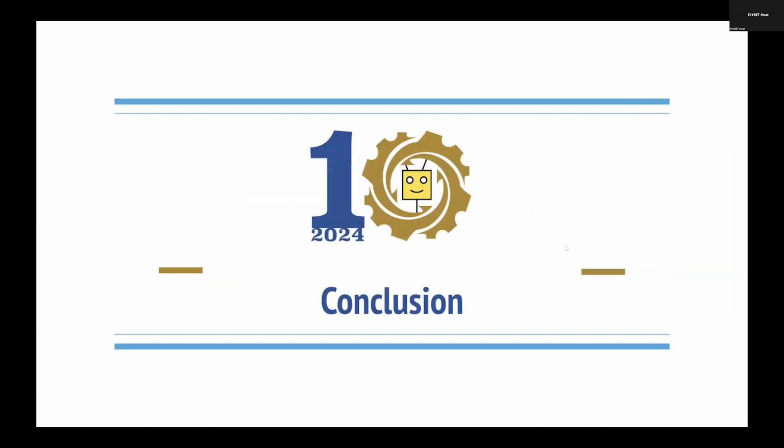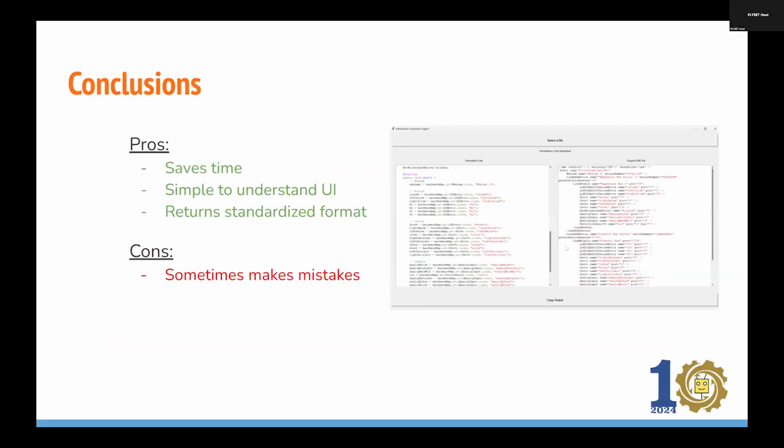So here are my conclusions over this project so far. Some pros: it saves tons of time when you have a larger robot. It has a simple to understand UI and it returns a standardized format. So no matter what type of XML you put into it, say you modify it yourself a bit, it'll still return the same Java code format. The only con of it is because it uses an AI, it sometimes makes mistakes.